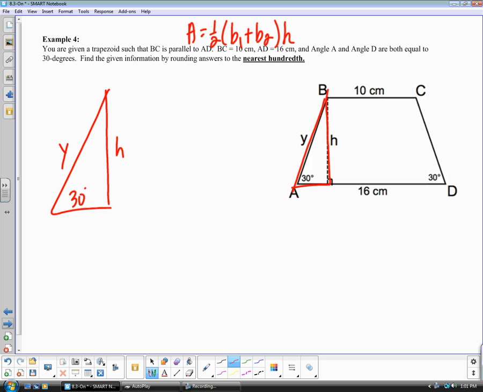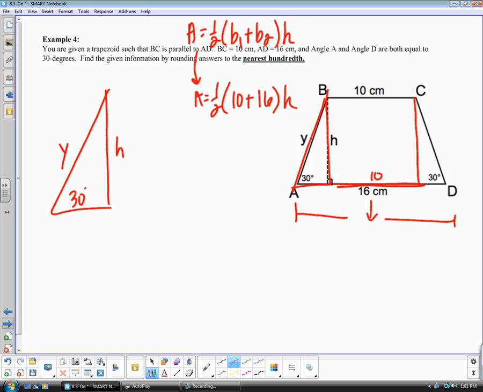We already know our two bases. We can fill that in. 1/2 of 10 plus 16. We just need to know our height now. And you have to use trig in order to do that. If you look at your diagram, we know that this portion of that base is 10 centimeters. We have 6 centimeters left because this whole thing is 16. So 6 centimeters divided by 2, that means this distance down here that's left is going to be 3.